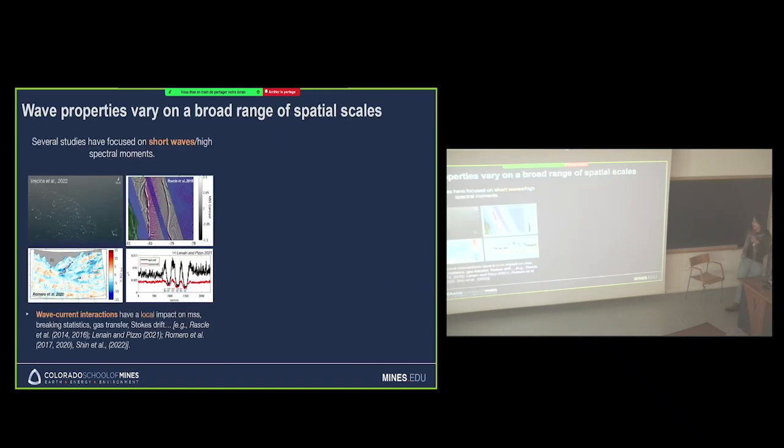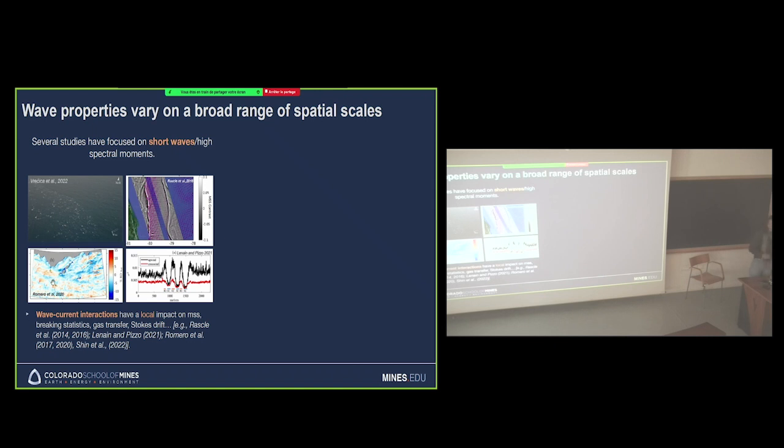Okay, so there's been a lot of progress in this direction, and one thing that is important to keep in mind is that the waves themselves vary on a broad range of scales. So a lot of people in this room have contributed to this problem by focusing on short waves or high spectral moments. For example, here's a figure from a paper by Nicola Husk, who did a lot of work looking at the mean square slope.